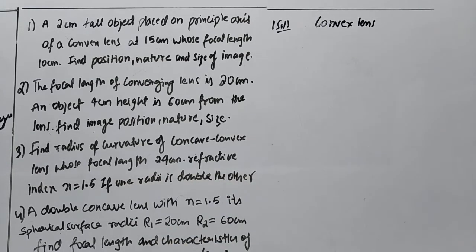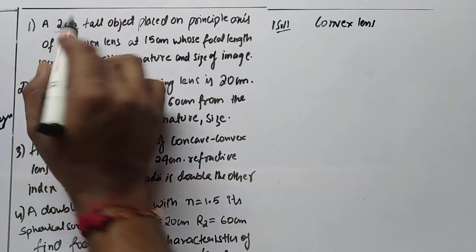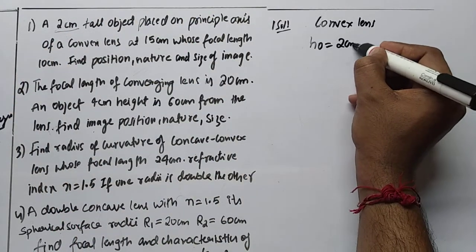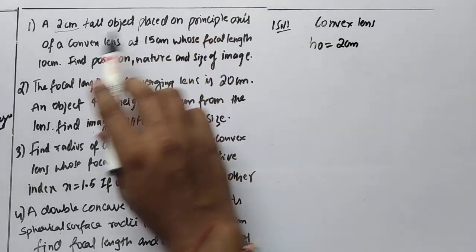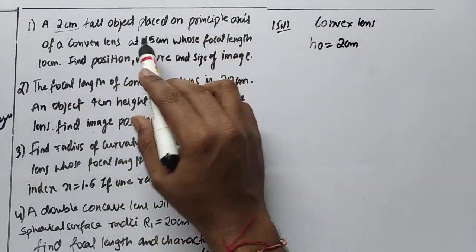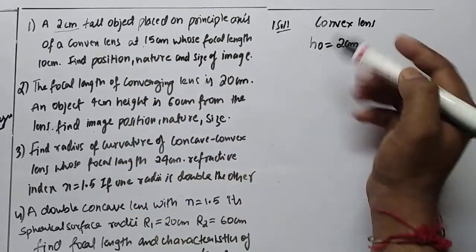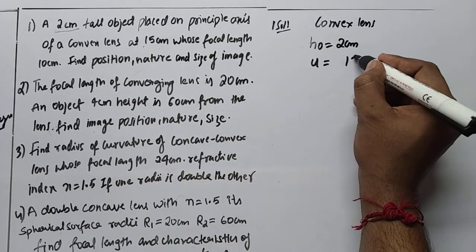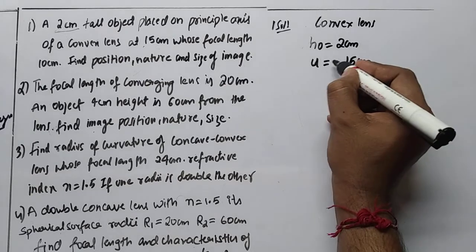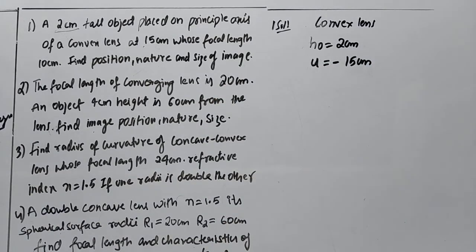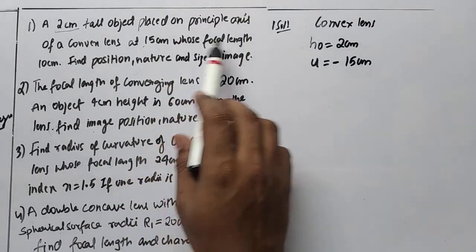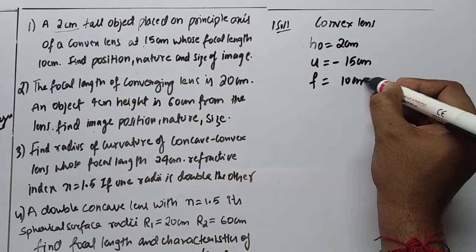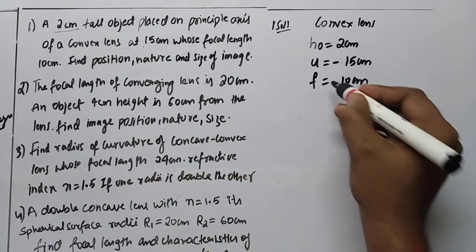Next, let's note down the things. It says the object height is 2 centimeter, so the height of the object is 2 centimeter. Next, it is placed at 15 centimeter. It means the object distance is 15. You know that in a convex lens the u value will be negative. Next, the focal length is given, so the f value is 10 centimeter. We know that in a convex lens the f value will be positive.